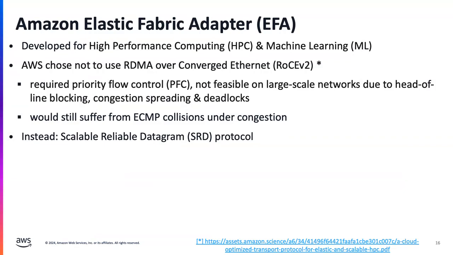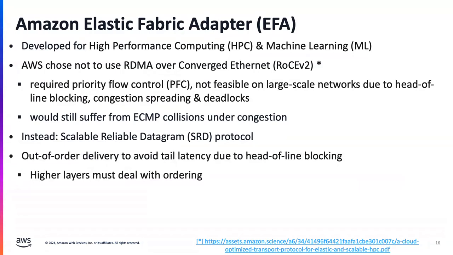So that's why they went with this scalable reliable datagram protocol. And also they decided to allow out-of-order delivery to avoid the tail latency problems and head-of-line blocking. And that means the higher order layers have to deal with that ordering, but the lower layers don't have to worry about it. And it uses the Libfabric interface. So it's halfway there. It does OS bypassing networking with direct memory access.